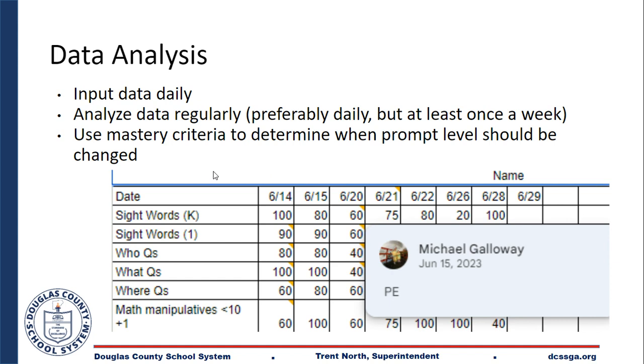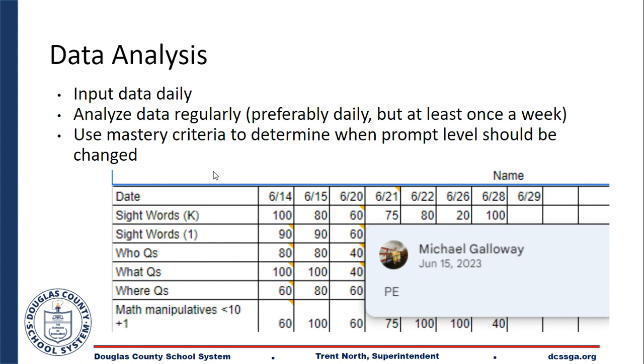And when you're determining when to change prompt levels, you can consider the mastery criteria that's listed in the student's IEP goals. That's not always the best practice though, because I've seen IEP goals that say the student will get 60% in 3 consecutive trials or 3 consecutive data collection sessions. And if that's the instance, you don't really want to move from, say, partial echoic prompting to independent prompting if they're only at 60%. So that's just something to take into consideration.